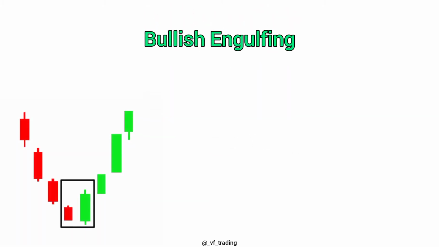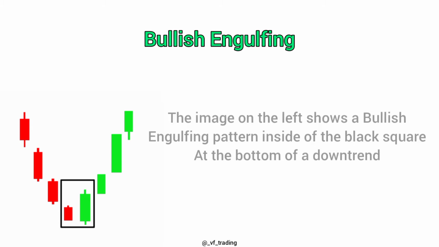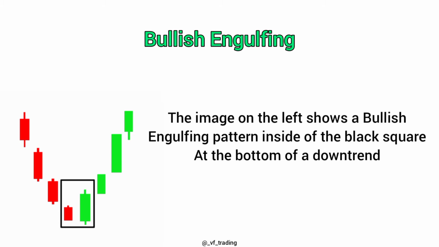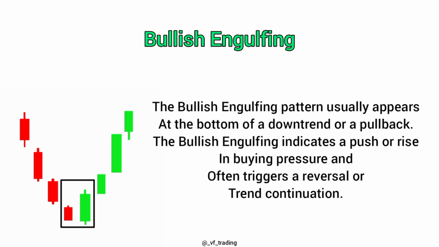The bullish engulfing. The image on the left shows a bullish engulfing pattern inside of a black square appearing at the bottom of a downtrend. The bullish engulfing pattern usually appears at the bottom of a downtrend or a pullback. The bullish engulfing indicates a push or rise in buying pressure and often triggers a reversal or trend continuation.